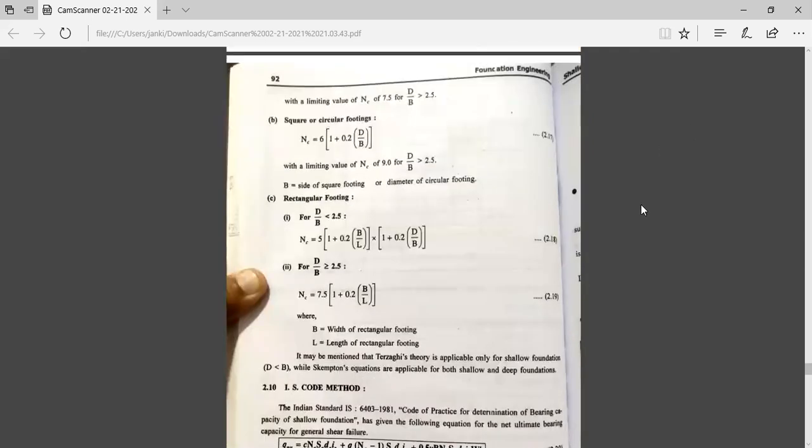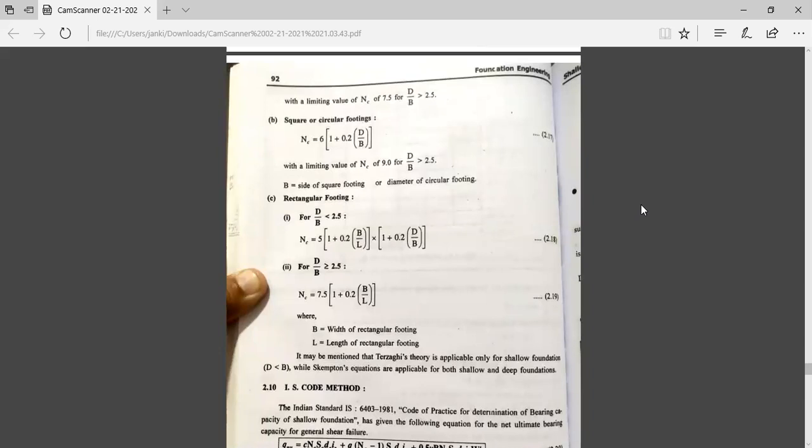In the strip footing, Nc value is equal to 5(1 + 0.2 d/b), right? With the limiting value of Nc of 7.5 for d/b greater than 2.5. Second one is for square or circular footing, which means Nc value is equal to 6(1 + 0.2 d/b), with the limiting value of Nc of 9 for the d/b ratio greater than 2.5. Here b is equal to the side of the square footing or the diameter of the circular footing.